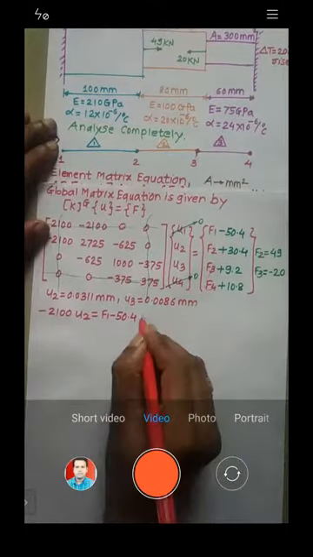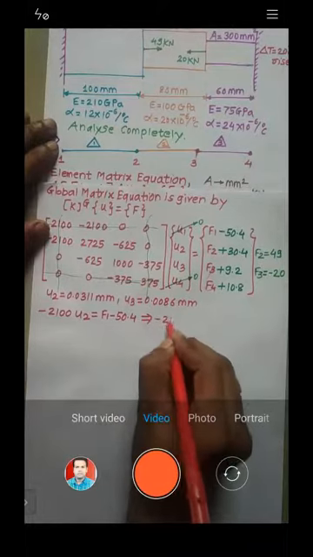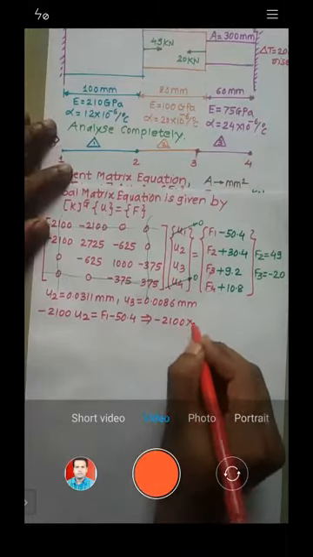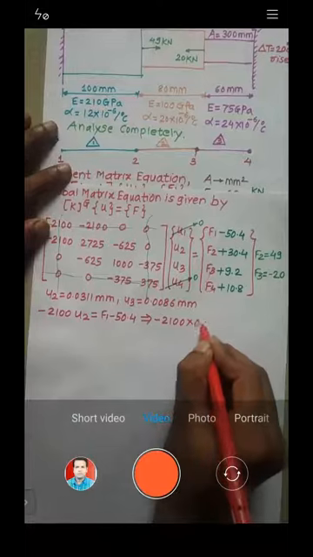Okay, so just put this value. You just put the value what you got. Minus 2100 into U2, you got it as 0.0311.